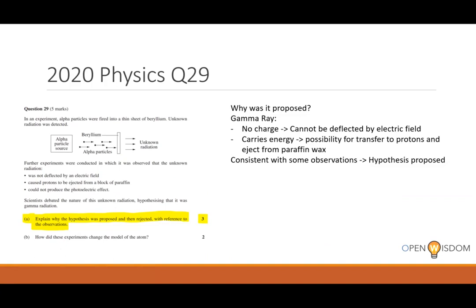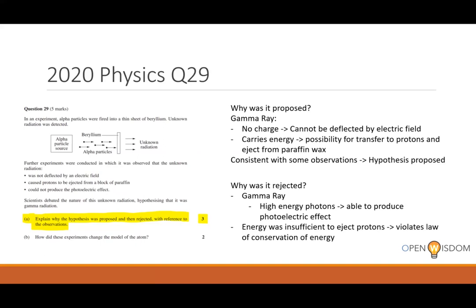So why was it proposed? They talked about gamma radiation, and we know that gamma rays don't have any charges, so that it can't be deflected by the electric field. And gamma rays also carry energy, so that there is a possibility for transfer of energy to protons and then ejecting them from the paraffin wax, which is consistent with observation 1 and 2. And that's why the hypothesis was proposed.